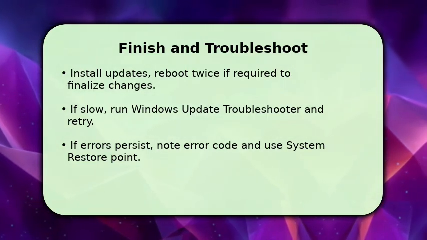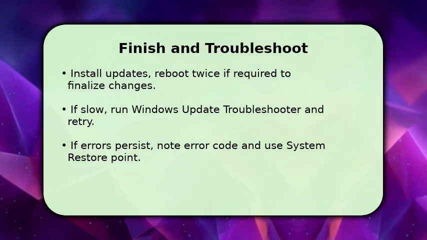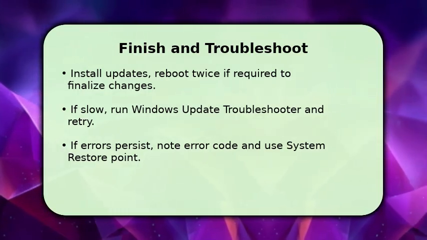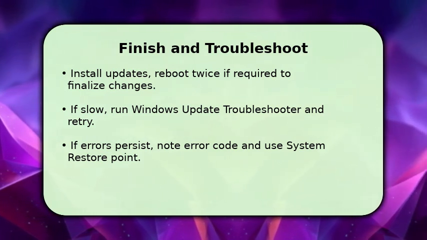If an update still fails, record the error code, undo recent system changes, or use a system restore point and try again. This final checklist ensures completion and gives one clear troubleshooting path if things go wrong.